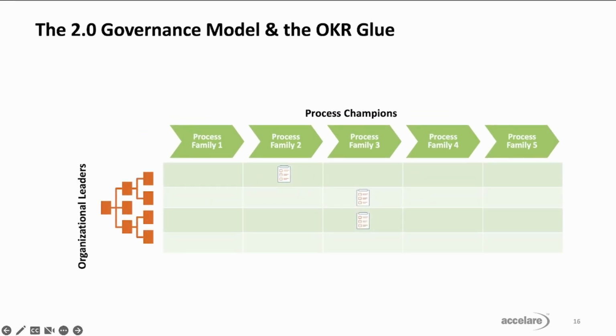Mind you, we're not advocating the elimination of the org chart. Quite the contrary. We see the org chart and process model happily coexisting through the glue that joins the functional leads with the OKR projects and the process champions.